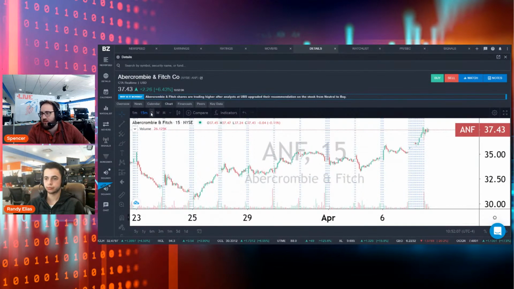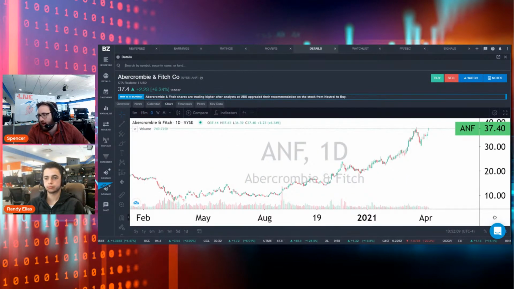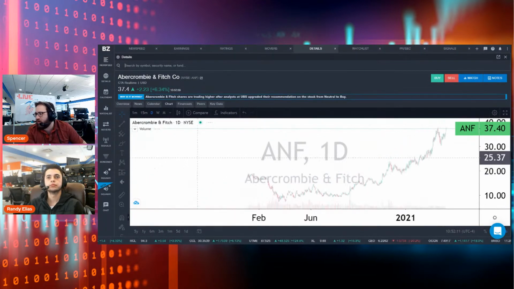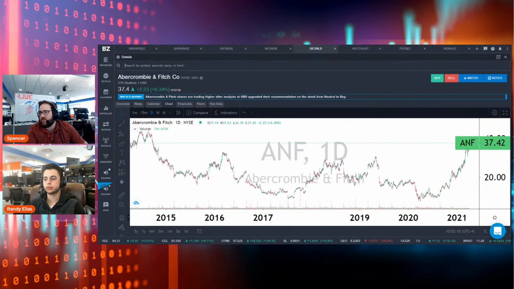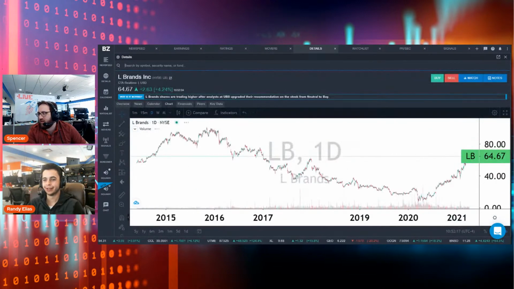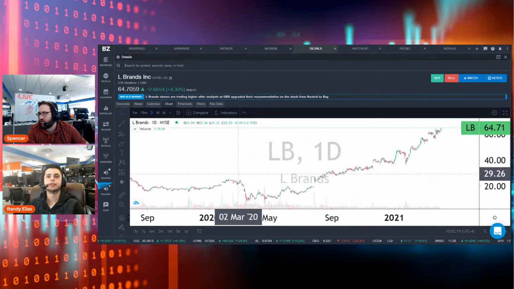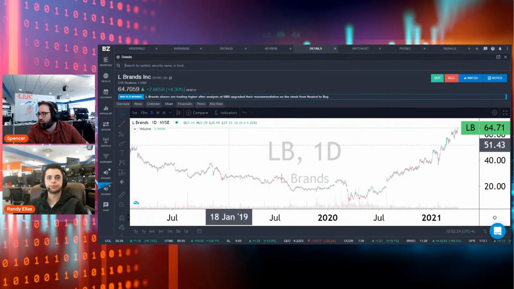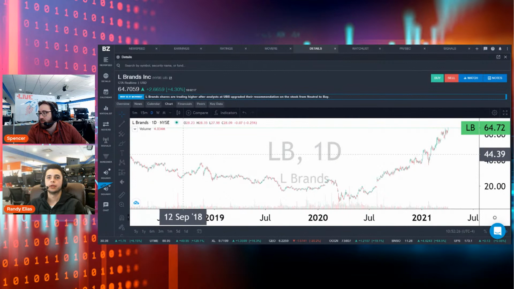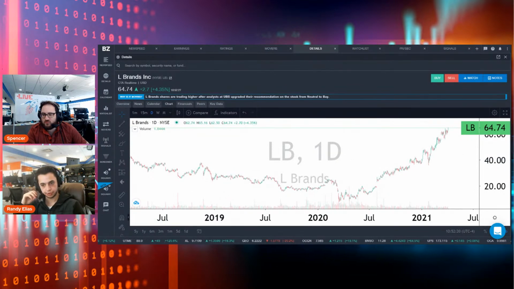Let's go to a daily chart here. Oh my God, Abercrombie & Fitch, is that an all-time high? No, it's not. Okay, good. L Brands, same story. These charts look identical, but they're a lot higher than they were pre-COVID. With the economy reopening and everything, it's just going to keep going up.